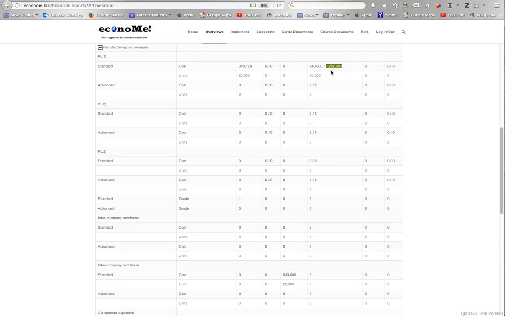So 1.2 million divided by 20,000 will be like 120 euros per unit. Now this figure here, 640,000, is the cost of the chips that have been used to produce these particular PCs. They have produced nothing else, but otherwise it would be mentioned here in terms of cost and units. And I will stop this tutorial at this point and move on into another tutorial for looking at purchases and inventory.